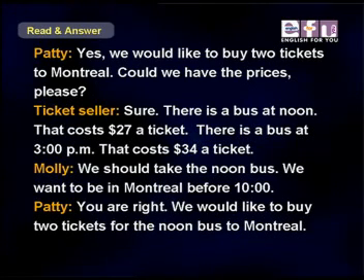Sure, there is a bus at noon. That costs $27 a ticket. There is a bus at 3 p.m. That costs $34 a ticket. Molly says, well, we should take the noon bus. We want to be in Montreal before 10 o'clock. You are right. We would like to buy 2 tickets for the noon bus to Montreal.